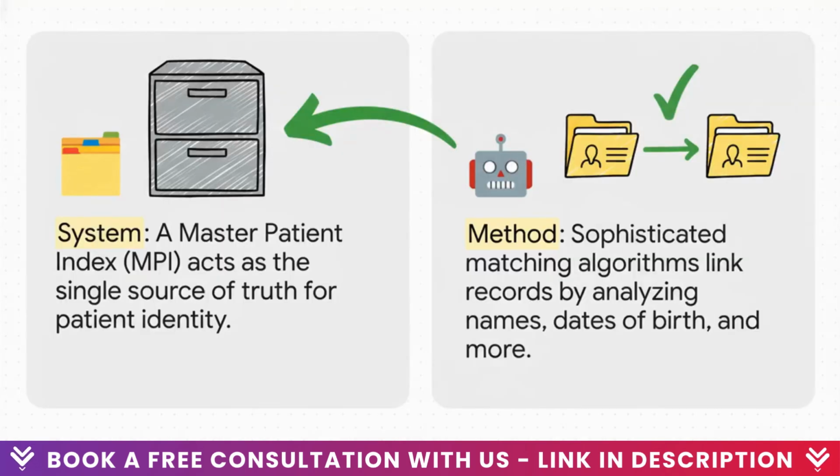The answer is something called a master patient index, or an MPI. This thing becomes your single source of truth for who a patient is. It uses these really sophisticated matching algorithms that look at way more than just a name. They analyze names, birthdays, addresses, all sorts of things to figure out the probability that two records belong to the same person. It's incredibly accurate.